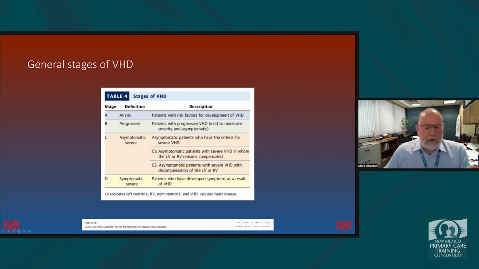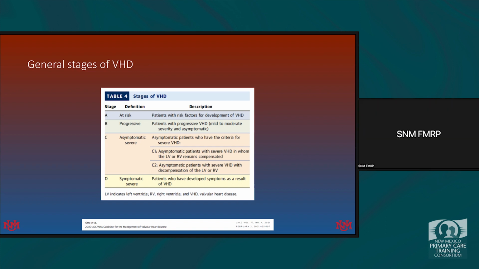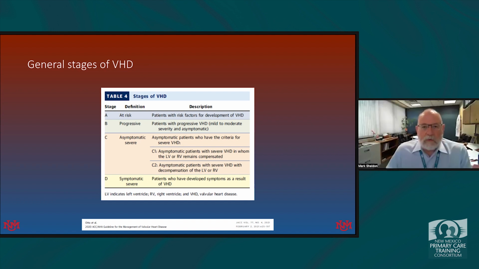A is just people that are at risk. They may have been referred for an echocardiogram because of a murmur or for some other reason, and they have a valve that is mildly or trace regurgitant or sclerotic, but not yet stenotic. Progressive is where they now start to have mild and maybe up to moderate severity of stenosis or regurgitation.